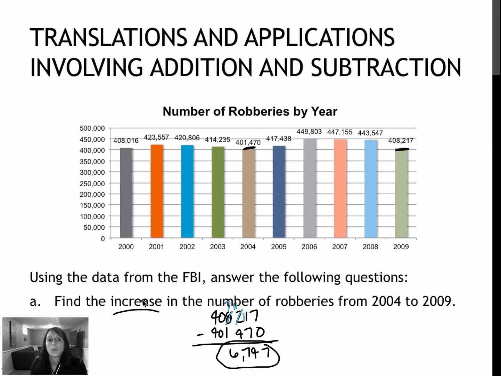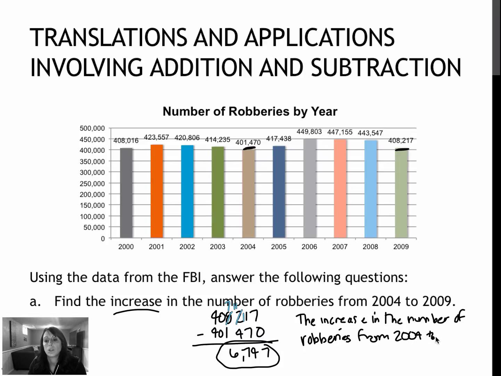This is a story problem, and whenever we do a story problem, we're typically going to write a sentence. So I would write the increase in the number of robberies from 2004 to 2009 is 6,747 robberies.